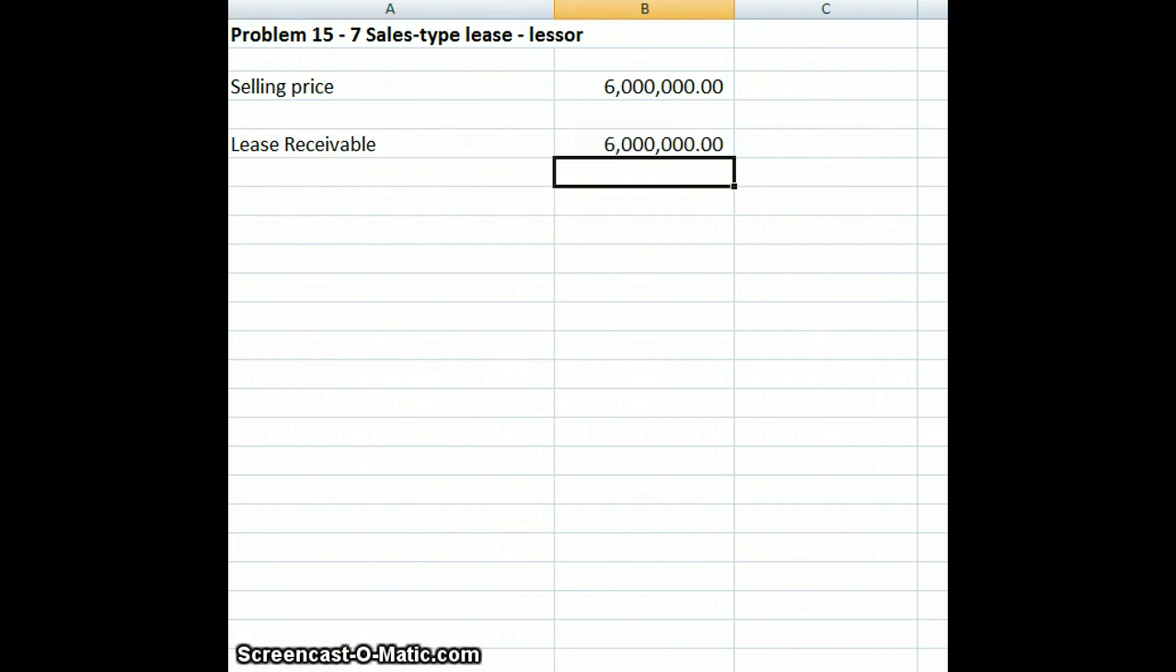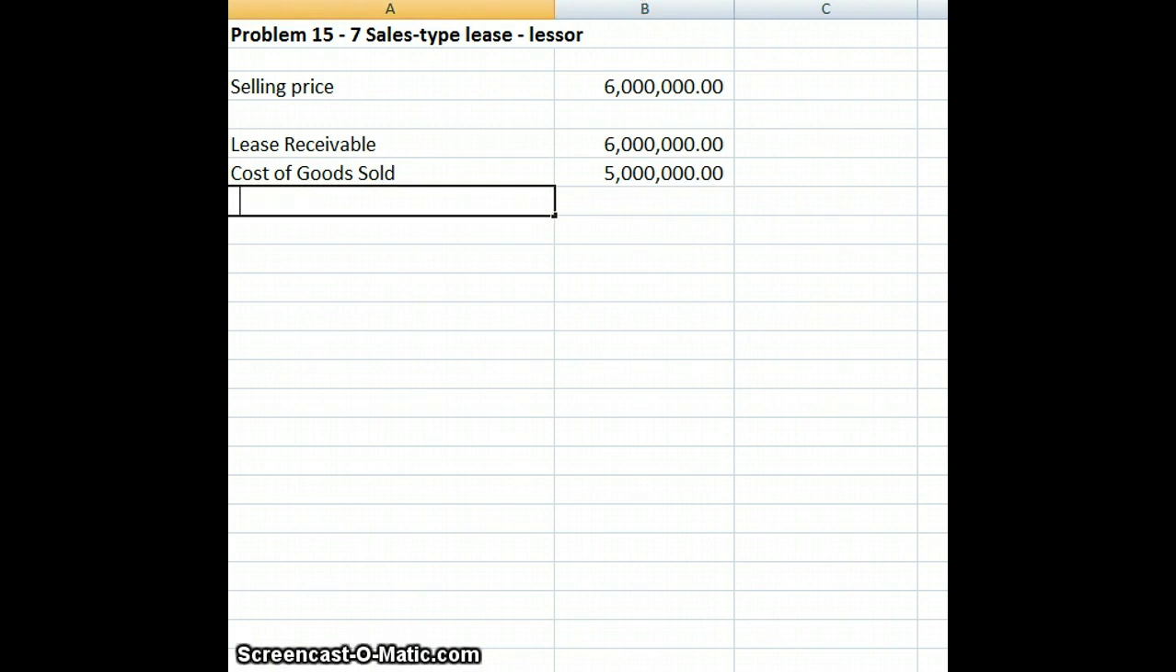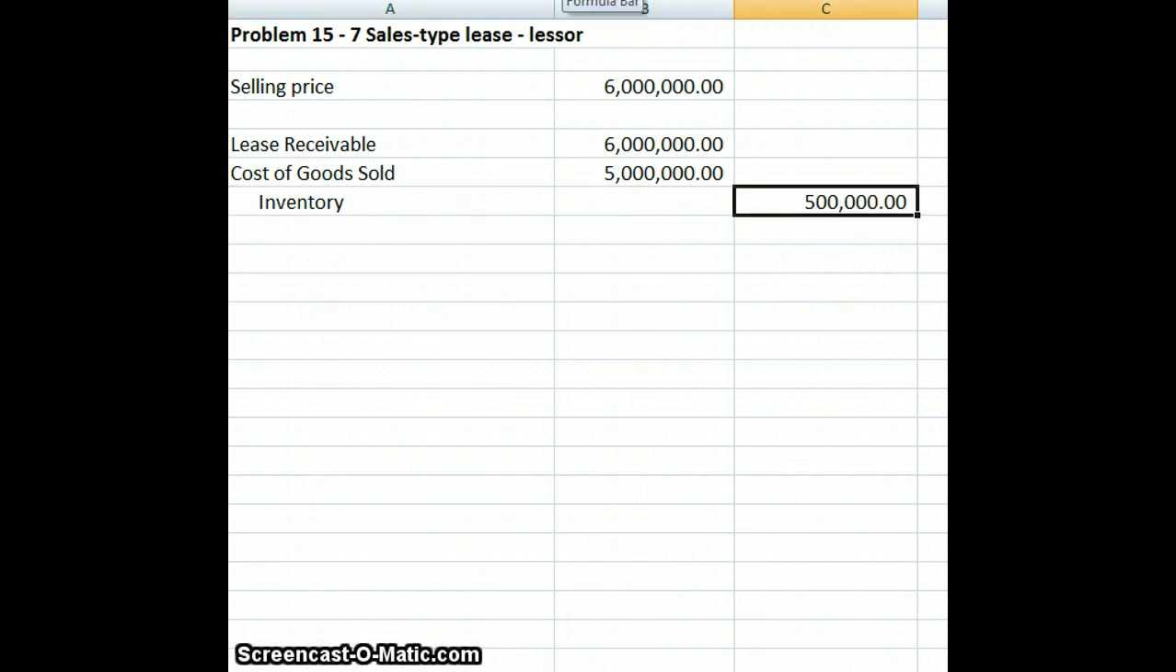Get those zeros right eventually. Okay. Because it's a sale, we're going to do our cost of goods sold. And the value of our cost of goods sold is going to be $5 million because that's what we had produced it at. We're going to take it out of inventory. And we're going to reduce our inventory by $5 million. Okay, so that's taking care of the sale.